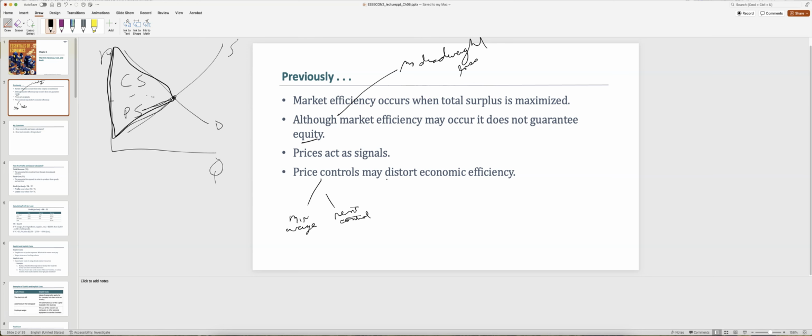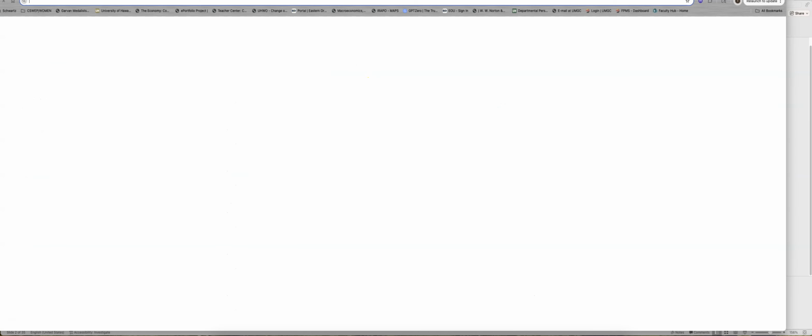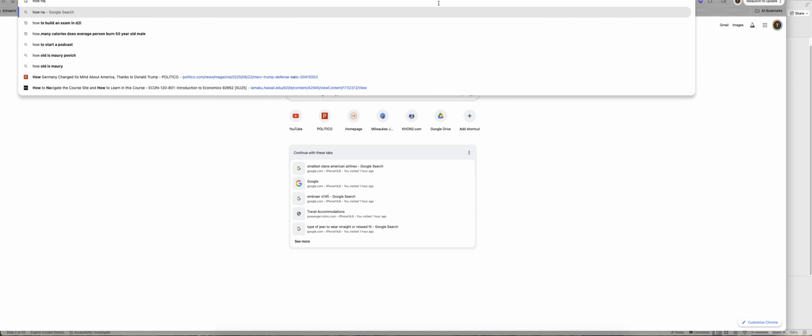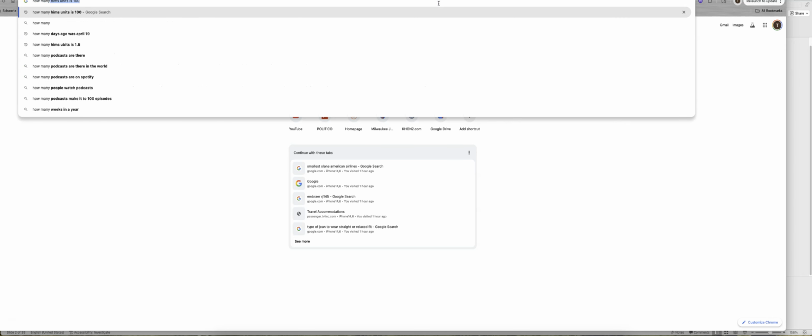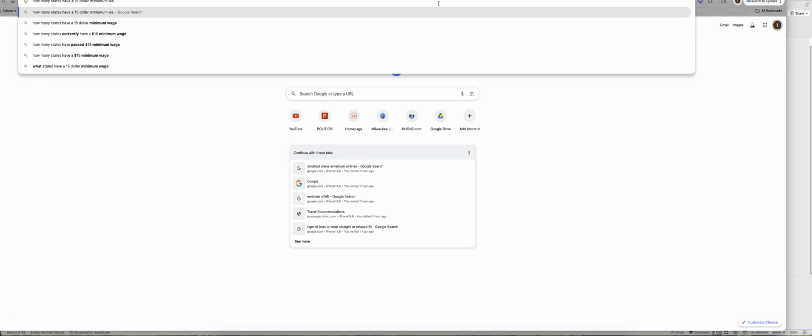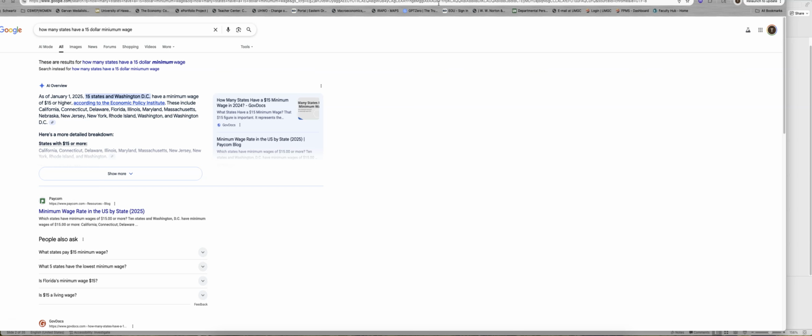Or we get attracted to, I'm sure if we looked on the web, well, let's just look at it. Why don't we just not talk about it theoretically? Why don't we look at it? I'm just going to type in how many states have a $15 minimum wage. 15 of them. Why is my question? Because it was a nice, easy, convenient round number. 15 states and Washington, D.C. Oh, sorry, $15 or higher.